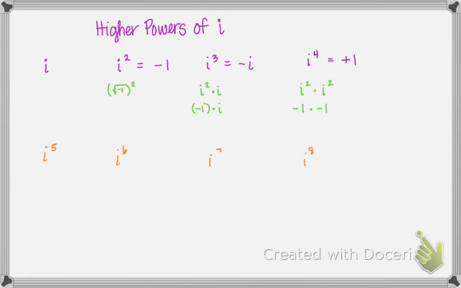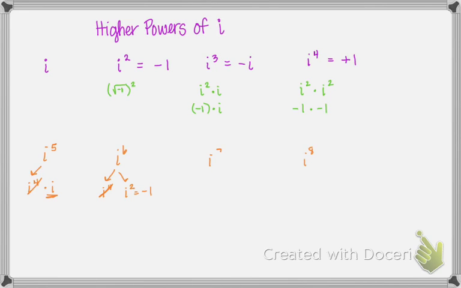And what it comes down to is, since i to the fourth is always equal to 1, I can think of i to the fifth as i to the fourth times i. Well, this is just equal to 1, so that's why this is the same as i. i to the sixth is going to be i to the fourth times i squared. This is just equal to 1, and this is equal to -1. That's why we always want to take that i to the fourth out, because it's equal to +1.